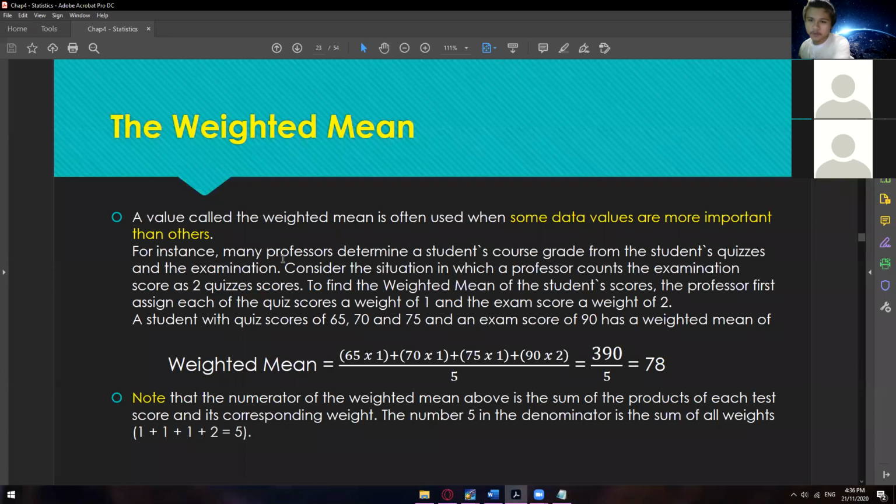All right, so let me give you an idea. As you all know, the most important is the exam, right? The exam, the quizzes, and then the seat works and then the assignments. So that's the arrangement. Let's say you're always getting high scores on those two activities, but you're always getting a low score on the quizzes and the exam. So what do you guys think will happen to your grade?